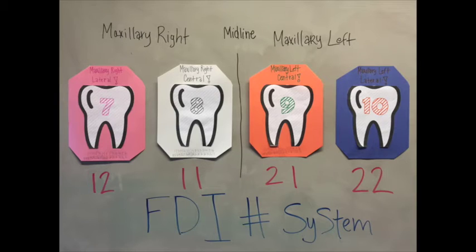The maxillary right quadrant is number 1, and the maxillary left quadrant is number 2, and so on and so forth. The teeth within each quadrant are assigned 1 through 8, where the maxillary right central is number 1, like was mentioned in the Palmer notation. So we combine the quadrant number and the Palmer notation number to get the FDI number. For the maxillary right lateral, it is 1, 2, and the maxillary right central, it is 1, 1. For the maxillary left central, it is 2, 1, and for the maxillary left lateral, it is 2, 2.